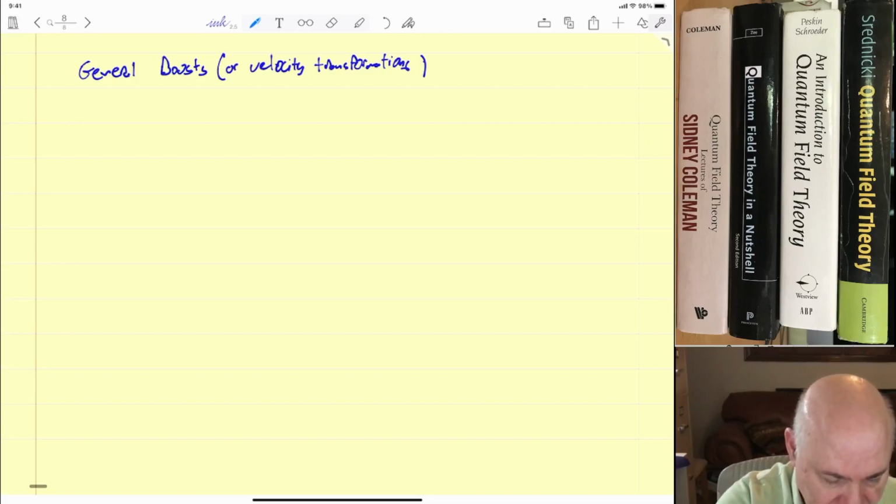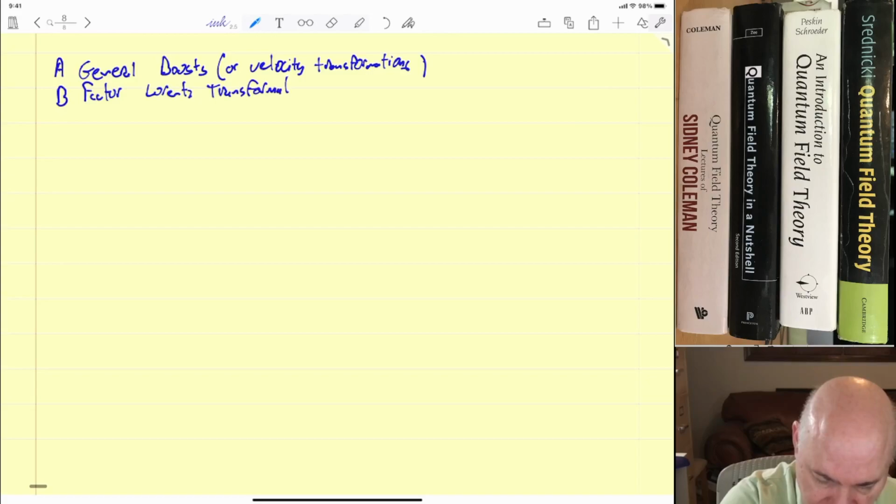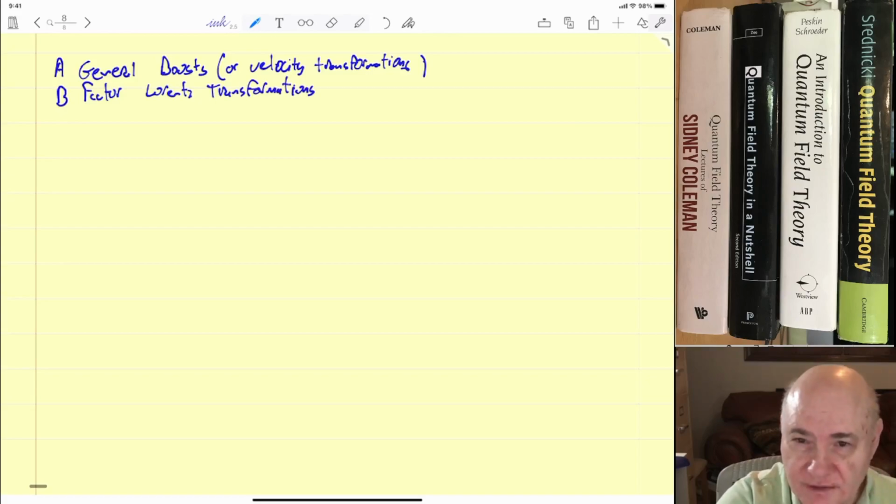And I also want to cover, so that's sort of like the main thing I want to cover. The next main thing I want to cover is a general factor theorem for how we can factor Lorenz transformations. And when I say Lorenz transformations in this lesson, I mean the restricted group.